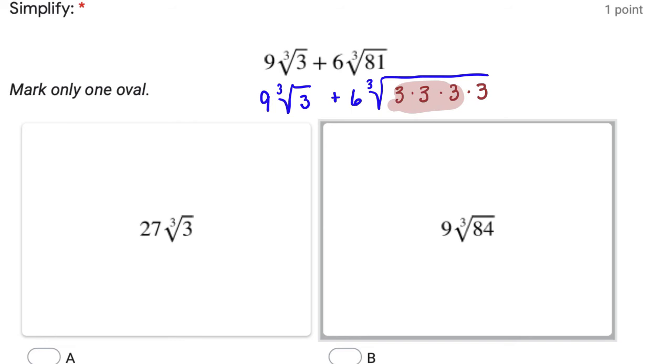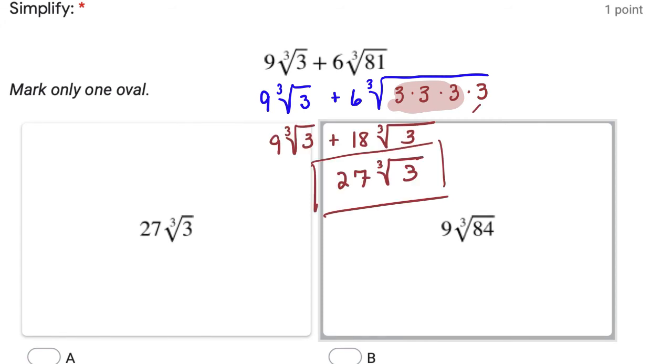Now, when you bring that 3 out, you multiply it. So 6 times 3 is 18. And what's left inside? Just a 3. And see, now it turns out they are like radicals, so we can add them. I've got a total of 27 what? Cube roots of 3. And there we go. Looks like that's answer A.